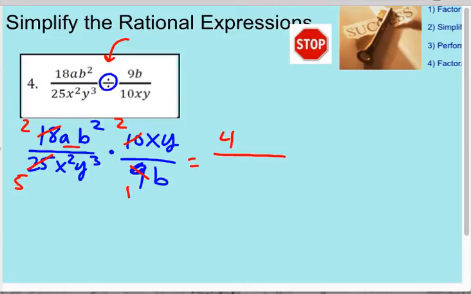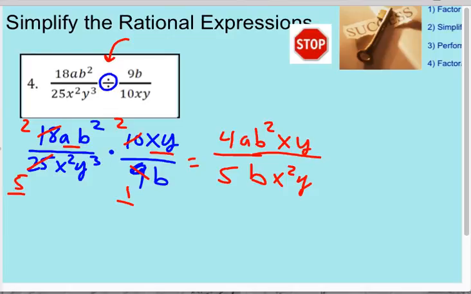AB times, oh, AB squared, sorry, times xy. AB squared xy all over 5 times 1, 5. What do we got? B, there's no a in the denominator, but b, x squared y squared.